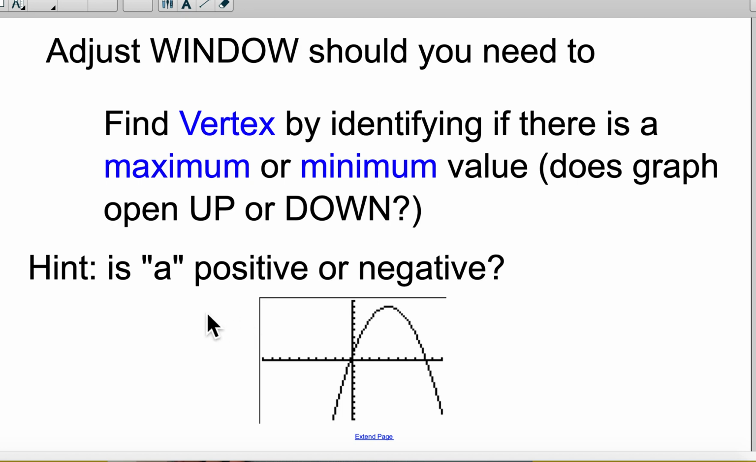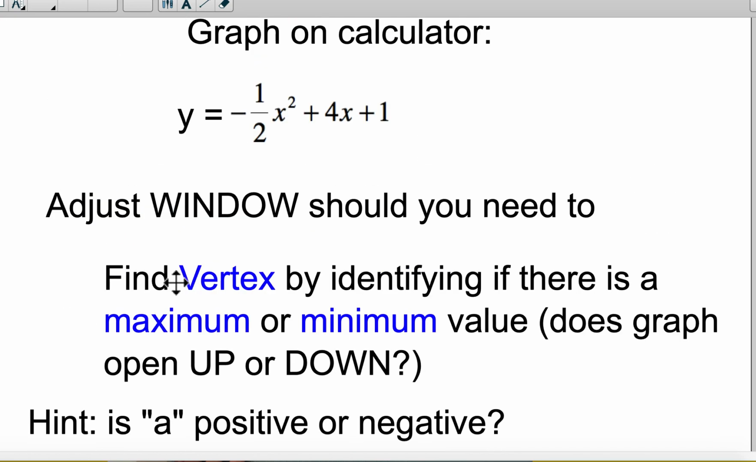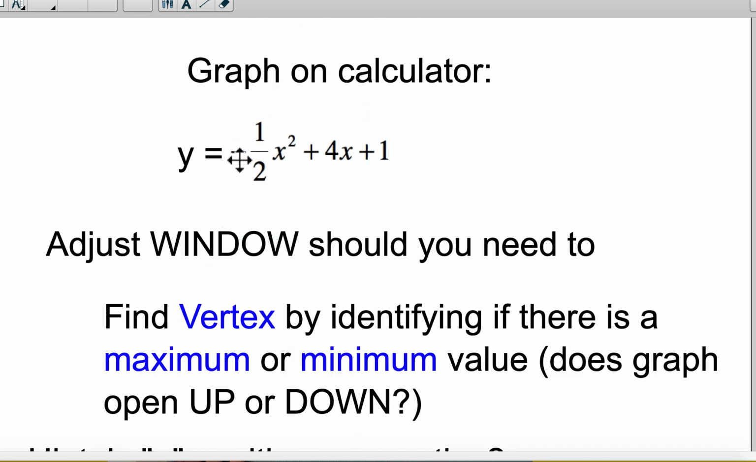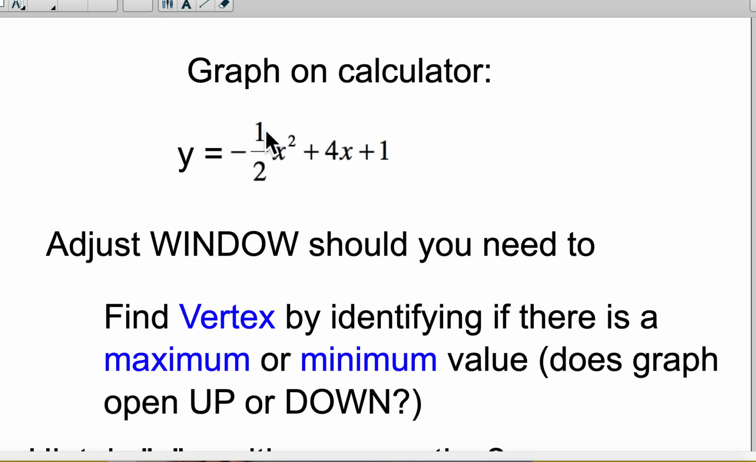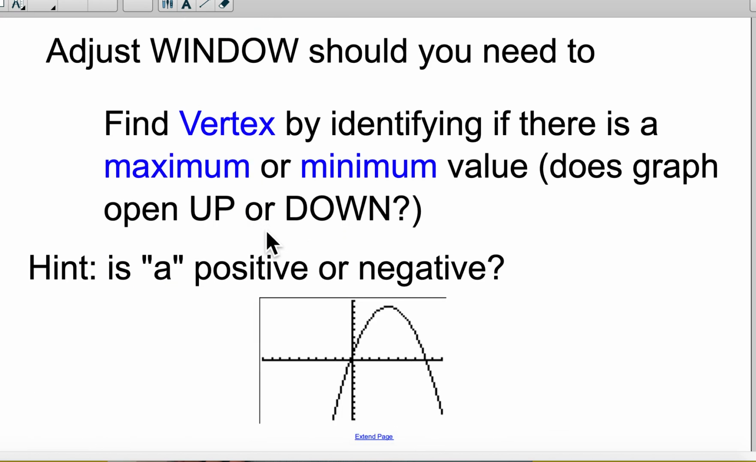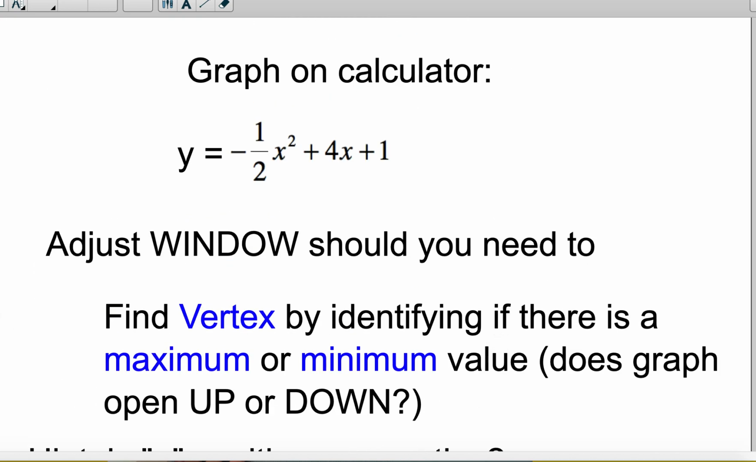Now, what's going to dictate whether or not the graph opens up or down is the value of a. If the a value is positive or negative, that will dictate where it's opening. In this case, our a value is -1/2, remember, a from ax squared plus bx plus c. That's a negative number. Anytime a is negative, the graph will open down. If a was positive, you get a parabola going up. And that's a few characteristics right there.